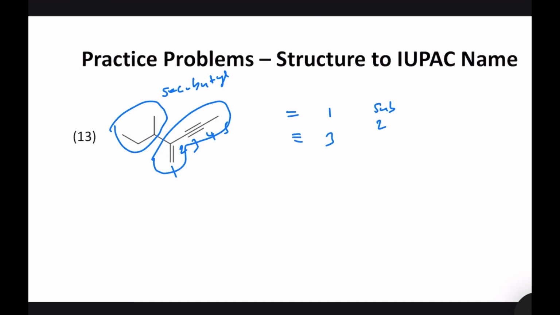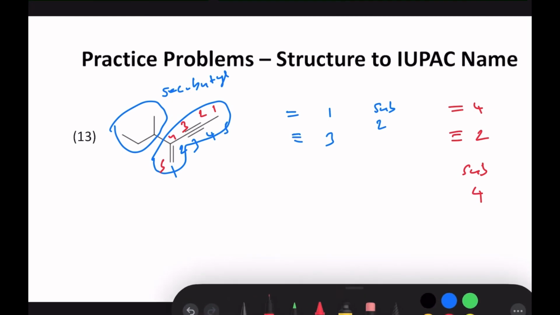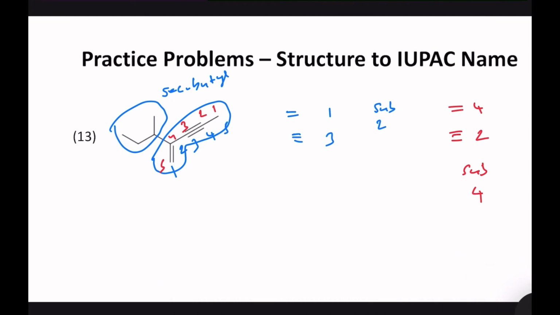If we do the numbering the other way around, then double bond will be at position 4, triple bond will be at position 2 and the substituent will come at position 4. And therefore, numbering from left to right is much more preferred because we need to treat multiple bonds as a set. So, here what we have is 1, 3 whereas there what you have is 2, 4.